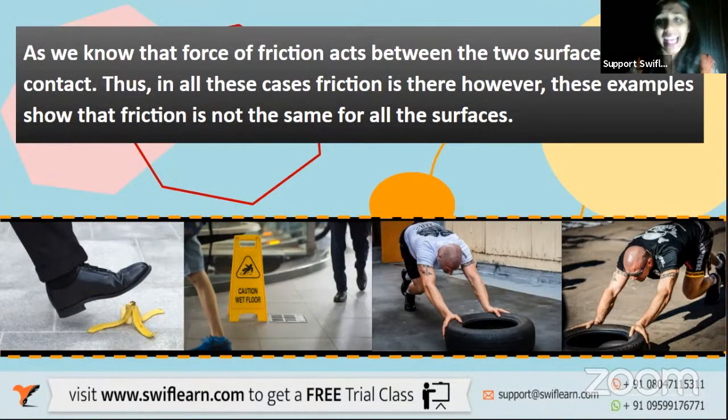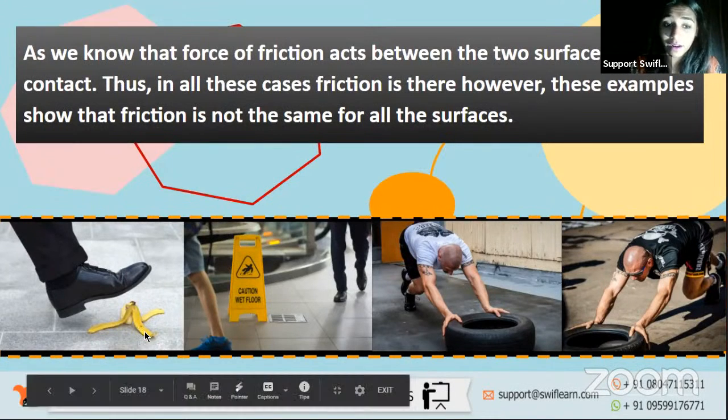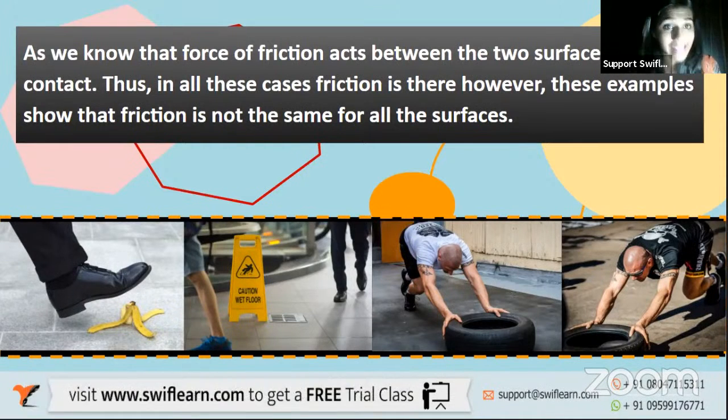Thus, in all these cases that we discussed, the first case was when we slipped on a banana peel. The second case was walking on a wet floor. The third case is pushing on a rough surface and pushing on a smooth surface. In all these cases of friction, it shows that friction is not the same on all surfaces. Friction changes based on the surface, based on the material, whether it is wet, whether it is dry. Based on the surface, frictional force changes.